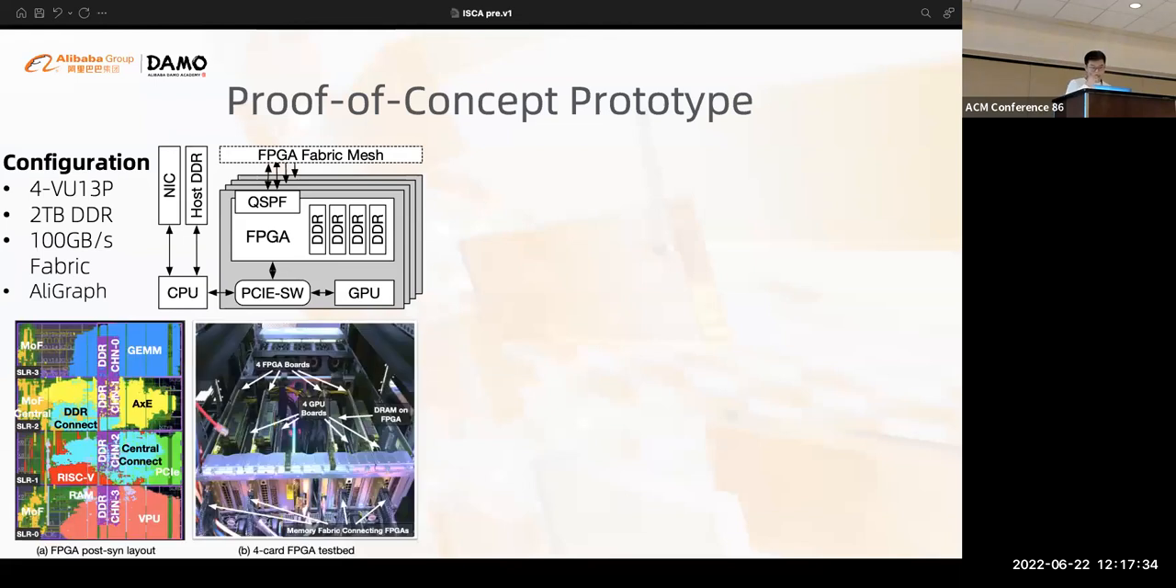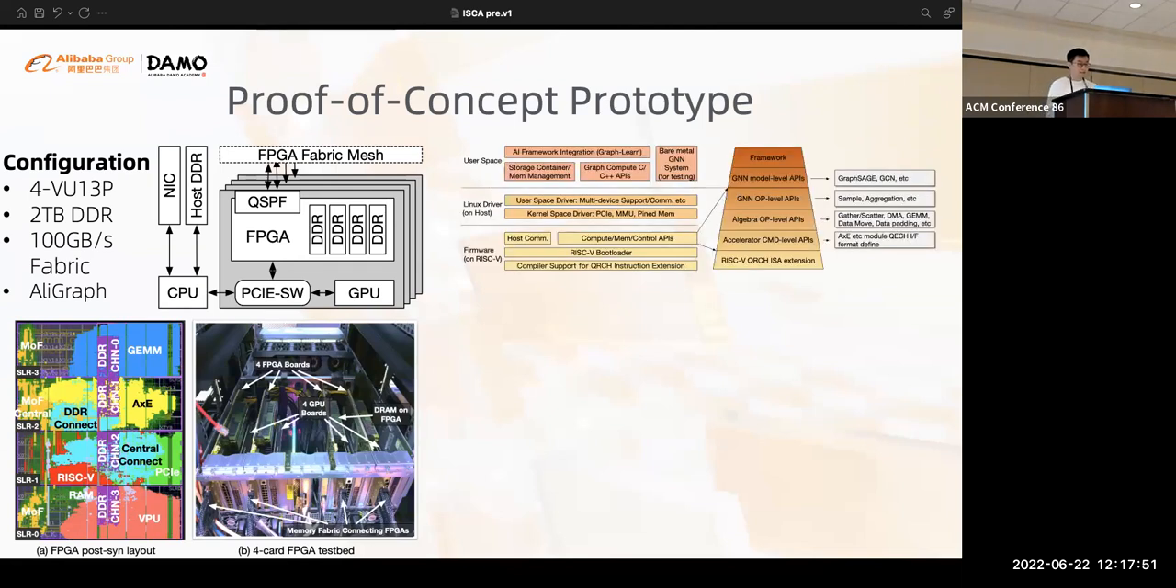In the prototype, we have 4 FPGAs and 4 GPUs connected together with a PCIe switch. Each FPGA has private multi-channel DDR on board, and FPGA to FPGA have dedicated cables to connect to each other. The hardware is then integrated into the AliGraph software, so that users can use AliGraph to run end-to-end GNN applications on this prototype.